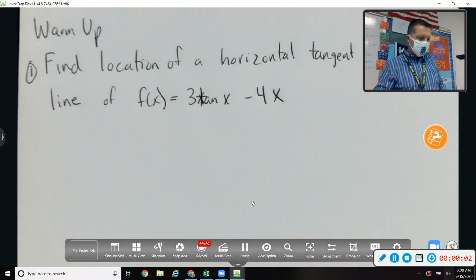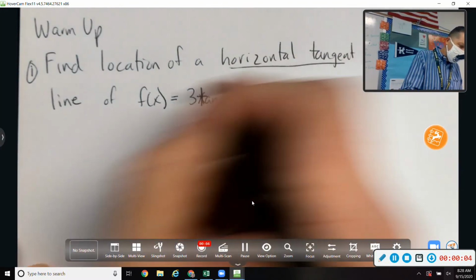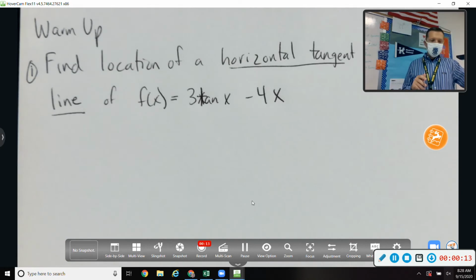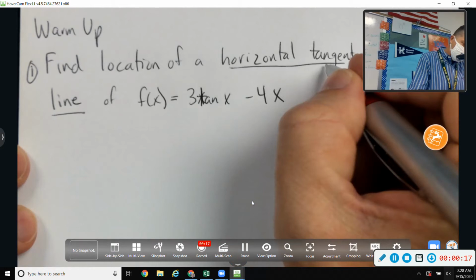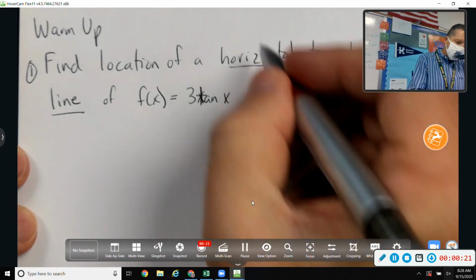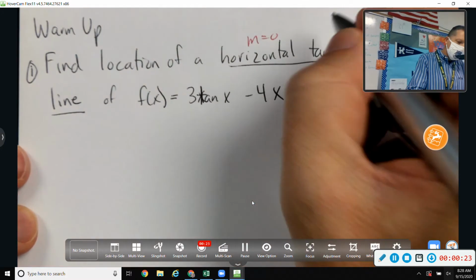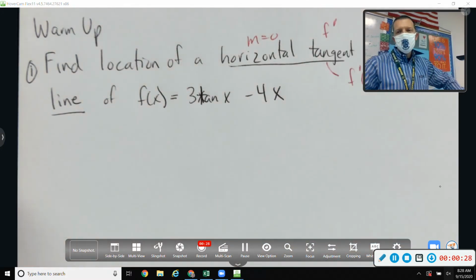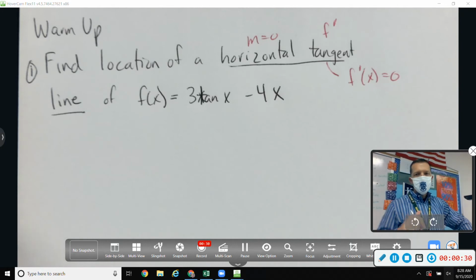All right, so what does horizontal tangent line mean? If you're watching at home, pause the video, give it a go, and then we'll discuss it. For you guys here, what does horizontal tangent line mean? Derivative equals 0. Okay. So horizontal, slope equals 0. Tangent line, we're talking about derivative. So we mean where is the derivative equal to 0?